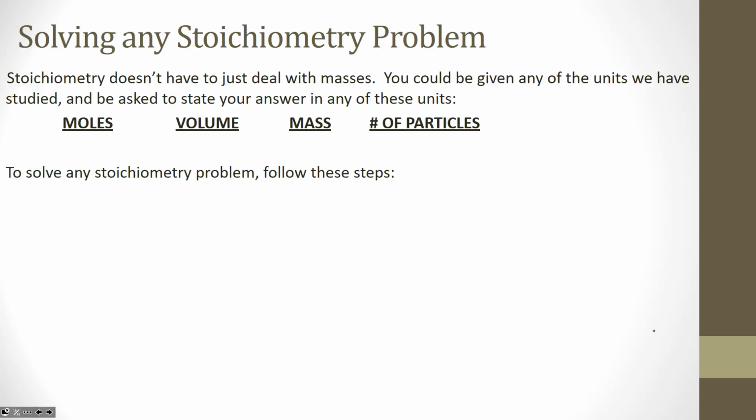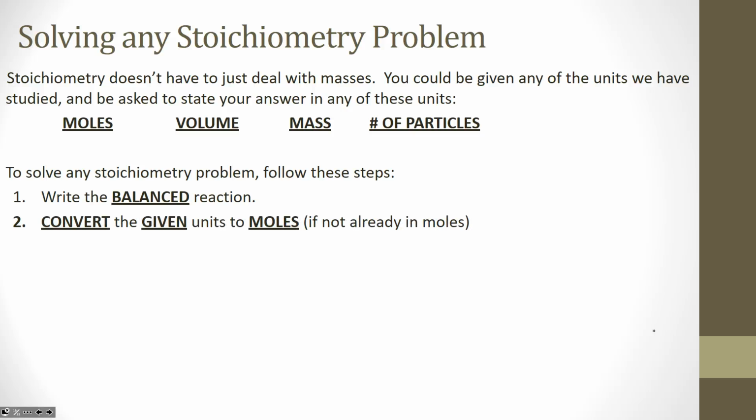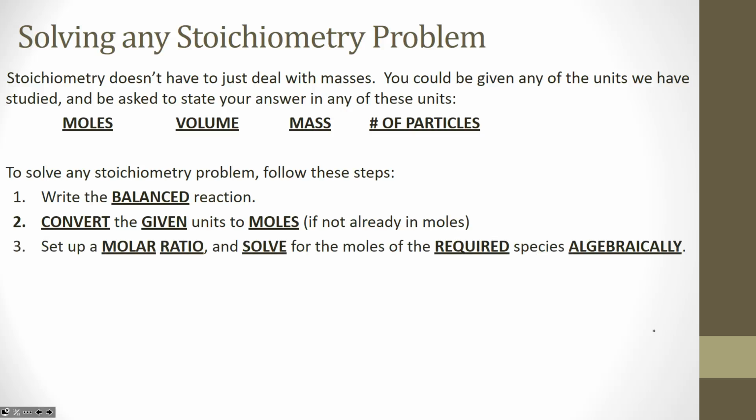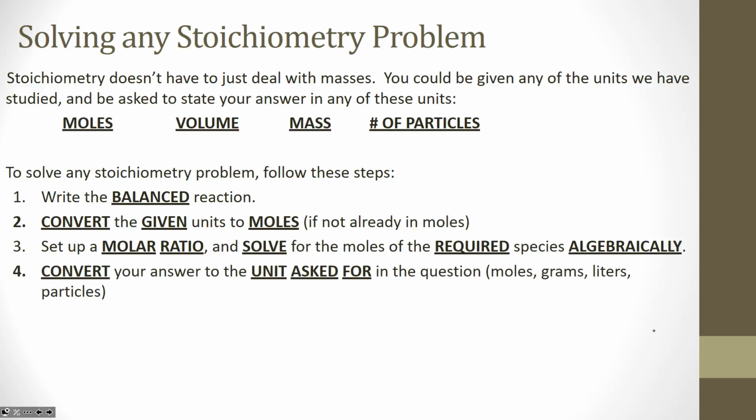The first thing we always have to do is write our balanced reaction. Then, whatever units or amounts you're given in the question, change it to moles, because our amounts are related through moles, not through grams. Once you've got that, set up the mole ratio between what we have and what we're trying to find. We cancel out what we have and figure out how many moles of what we want. Then whatever we have at that point, we convert to whatever unit the question wants.